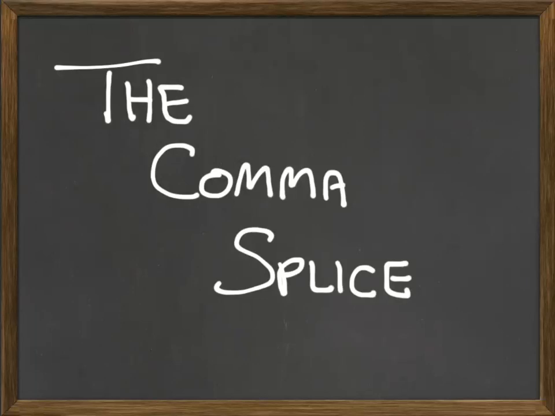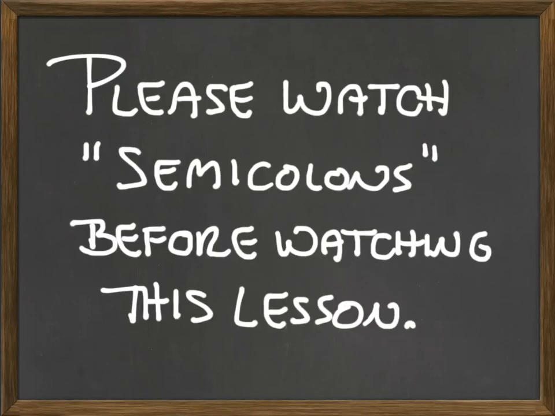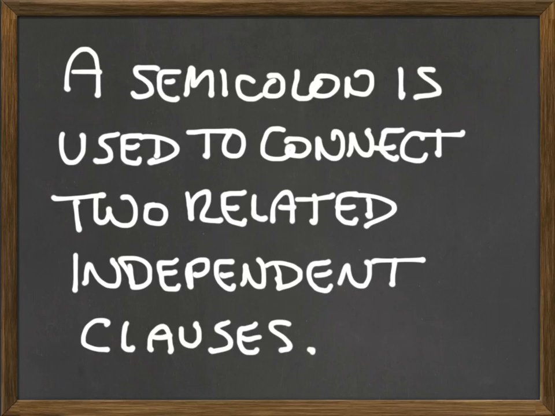The comma splice. If you have not watched the lesson on semicolons yet, please stop this video, go back, and watch semicolons first, because some of the terms I use here are defined there. A semicolon is used to connect two related independent clauses. We remember that clauses are groups of related words that have a subject and a verb.